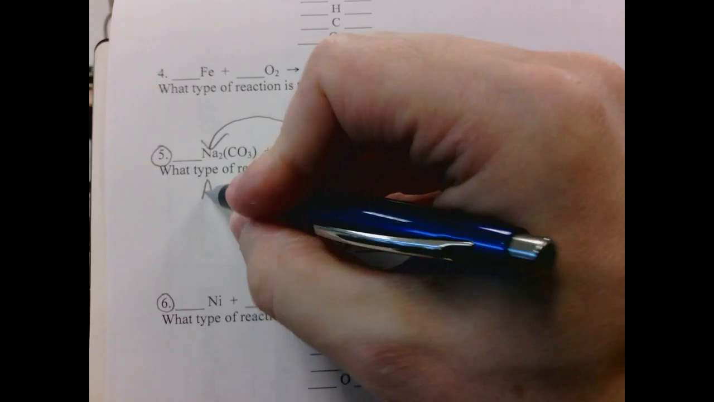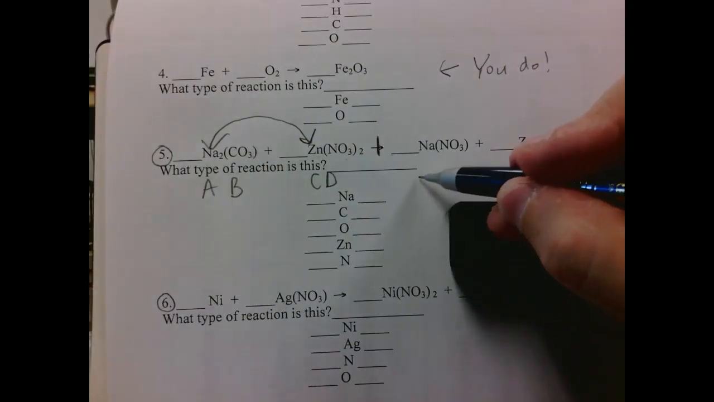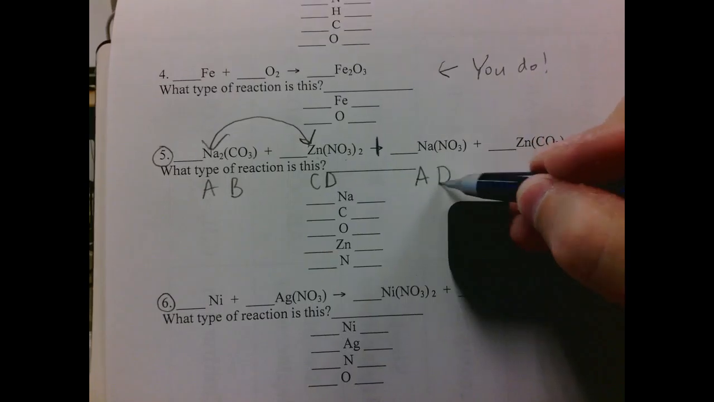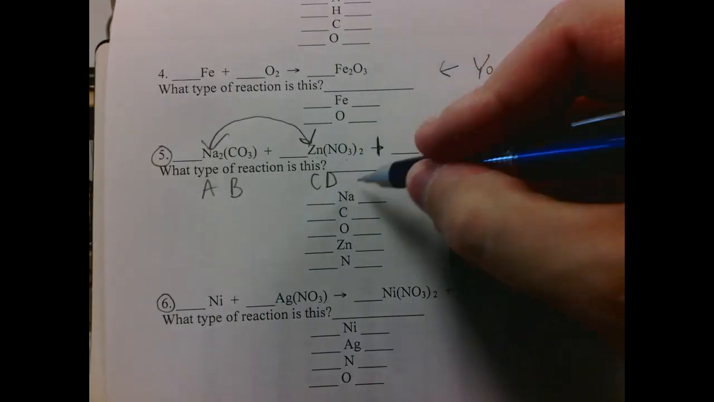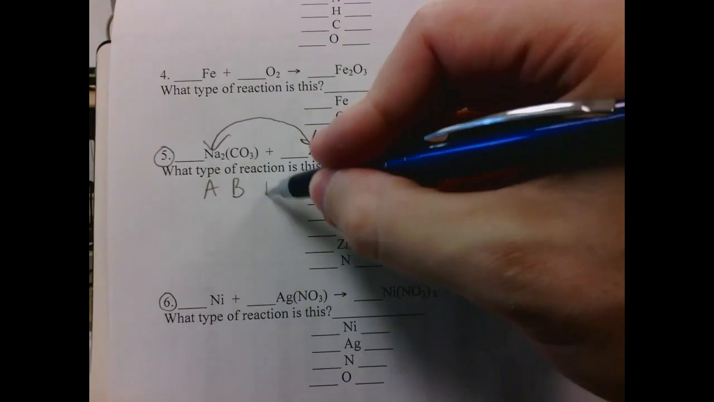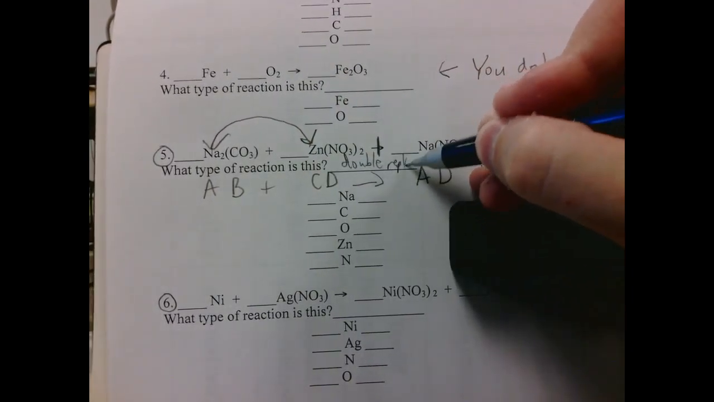What we have here is AB plus CD produces AD plus CB. This is a double replacement reaction. Okay? Double replacement. Two things replacing each other.